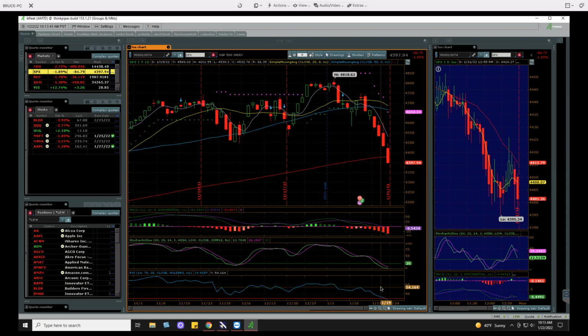When the stochastic is below 20, which is a little bit hard to see here, but when it's below 20, that suggests the market is oversold. Does that make sense? That's just normal for a stochastic. And again, I'm just going to move some things around on my chart.